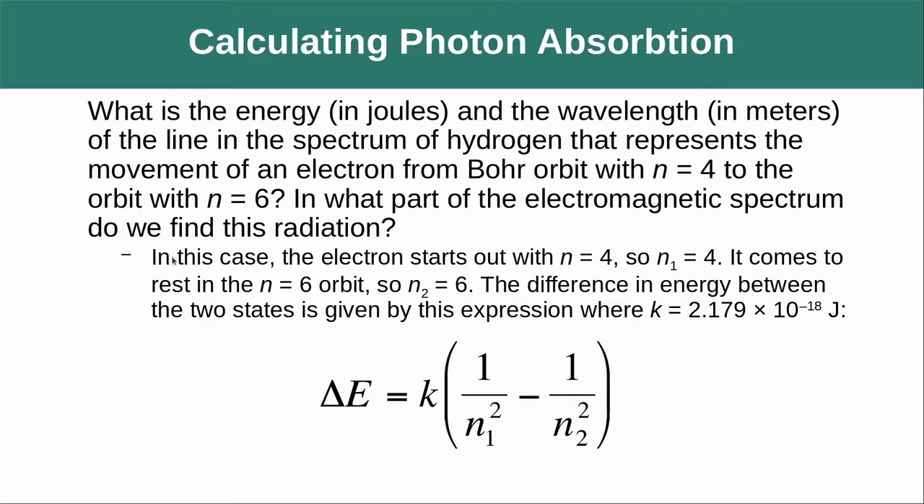Okay, so in this case, the electron starts out with n equals 4. So n1, this first one here, is going to be a 4. And it comes to rest in n equals 6. So n2 here is going to be 6. The difference in energy between the two states is given by this expression, and we have our K value here of 2.179 times 10 to the negative 18 joules. We'll plug it in there.